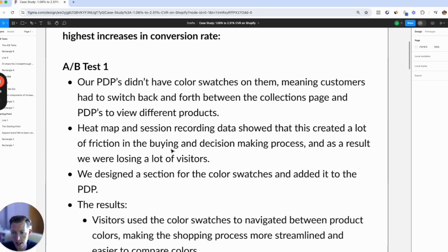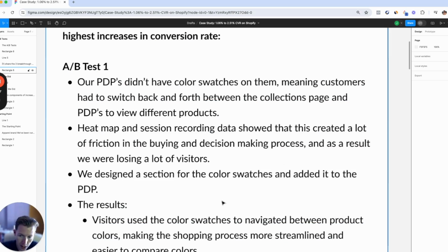And what this means is that customers had to switch back and forth between the collections page and PDPs to view different products, right? Just a really, really poor experience. And the heat map and session recording data showed that it created a lot of friction in the buying process and the decision-making process. And as a result, we were losing a lot of visitors.